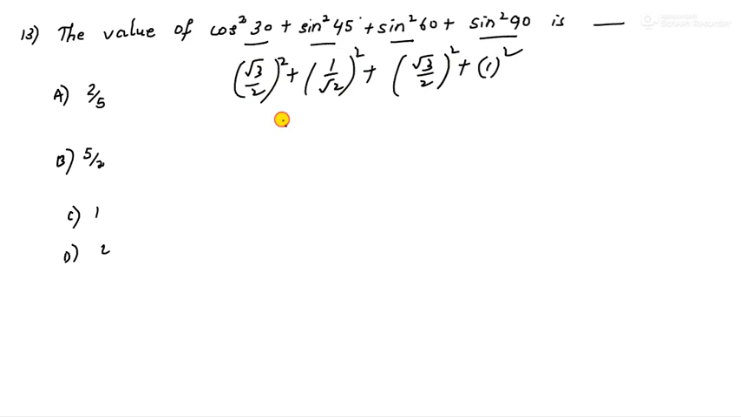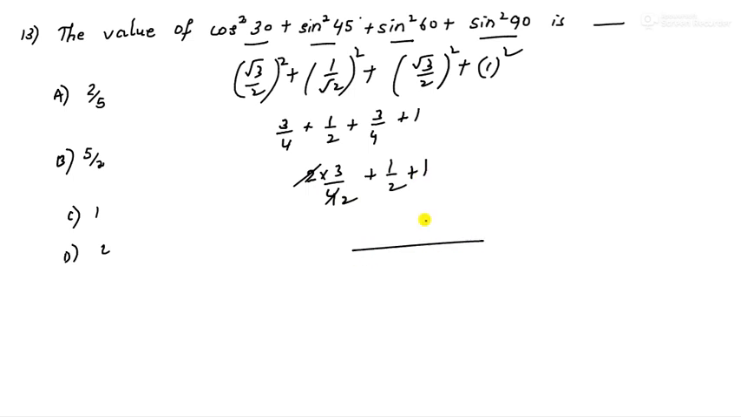So when you solve, you'll get 3 by 4 plus 1 by 2 plus 3 by 4 plus 1. Now 3 by 4 plus 3 by 4 is how much? It is 2 times 3 by 4, correct? So this becomes 3 by 2, plus 1 by 2, plus 1. Now when we do the LCM of 2, 2 it is 2 only, right? So 2 is the LCM.